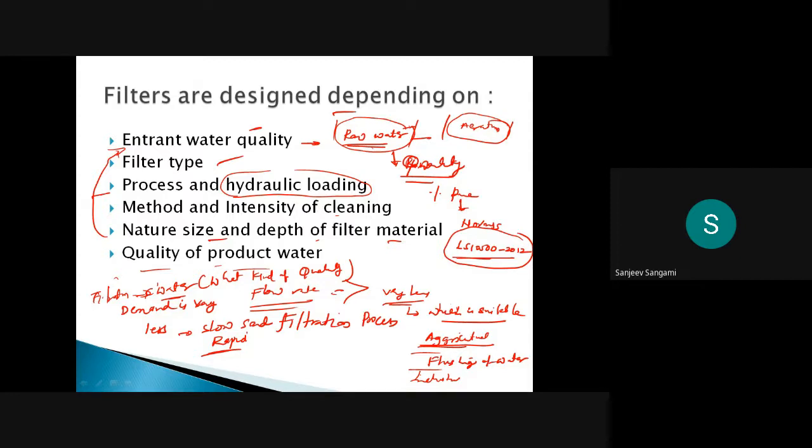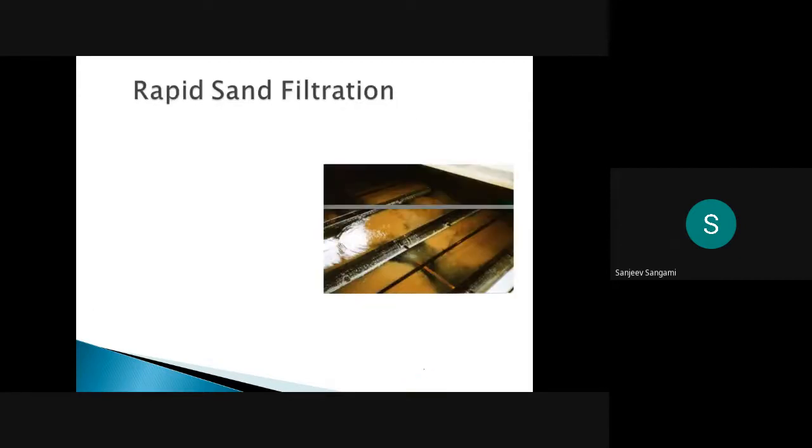That is going to affect the overall design of the filtration process. Then normally this is the typical rapid sand filtration process. Here you can see the sand bed.